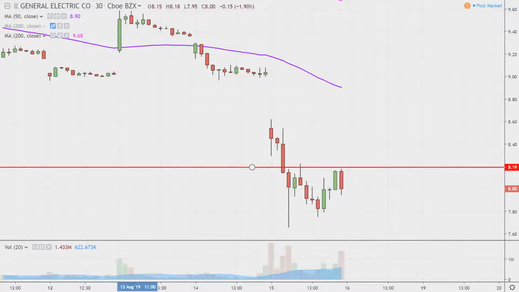So this is not some sort of great discovery on my part. And I bring that up because when a lot of eyeballs are watching the same area and wondering the same thing, call it a self-fulfilling prophecy, call it whatever you want, it can produce some pretty interesting price dynamics.